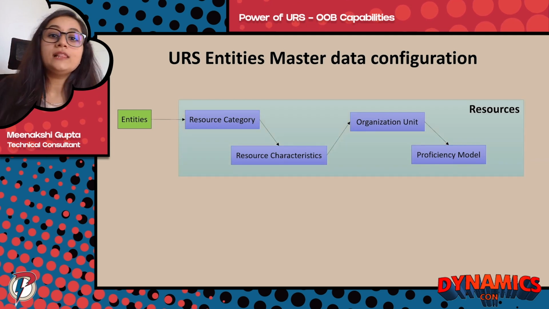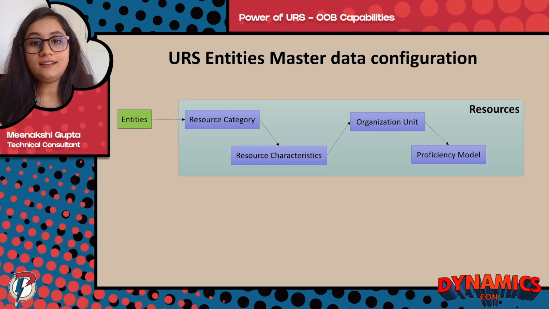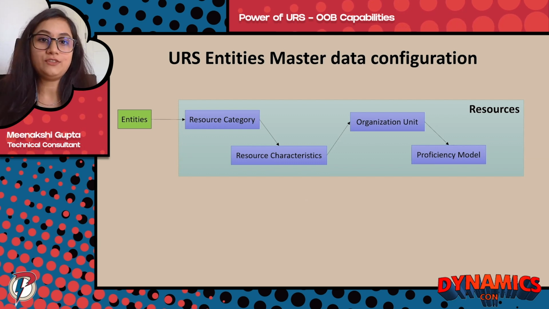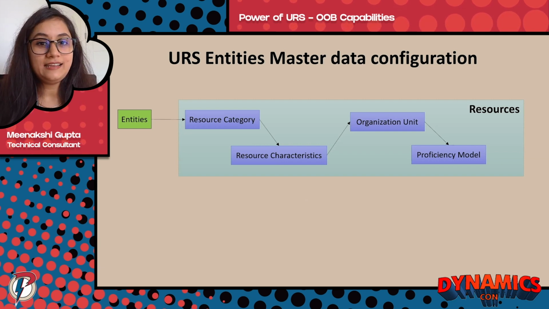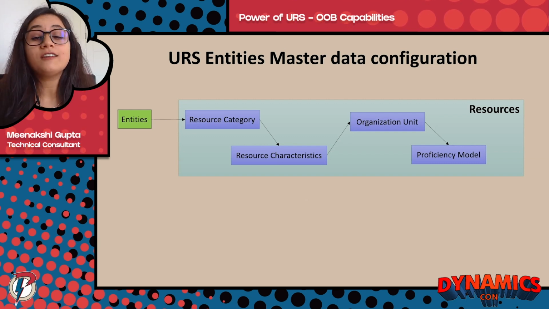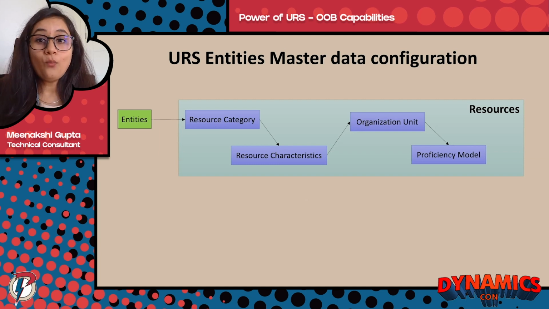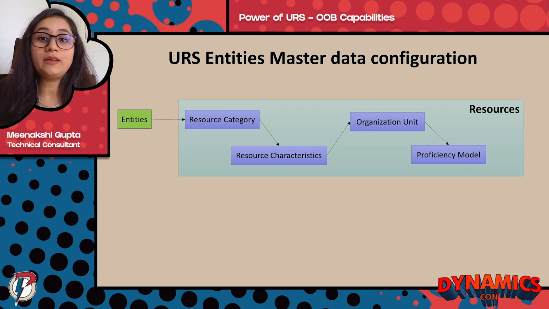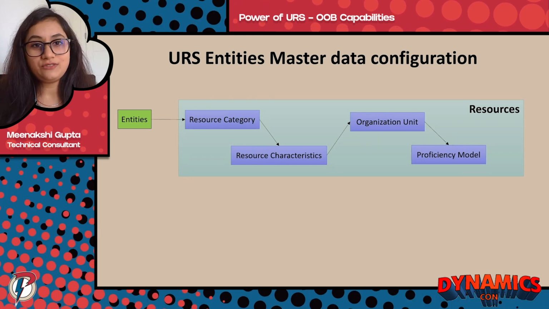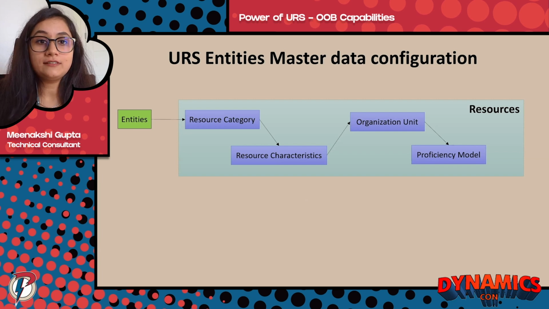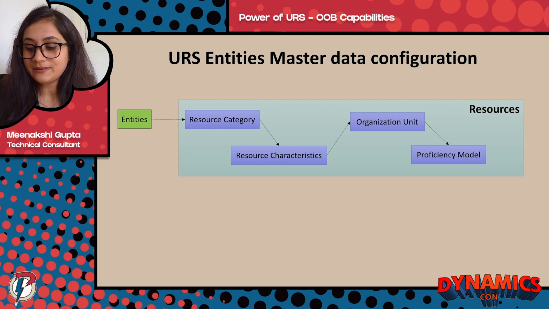And then how all the combinations of resource category, characteristics, org units, and proficiency model, I finally define my resources. Because one resource is always associated to a category, and the category is associated to a characteristic, and my resource is also associated to the org units. And that's how one bookable resource record is being created. So if you follow the order, it becomes really easy to create the resource in the system. And if you have a particular scenario, it becomes much easier to define the resources and their characteristics.